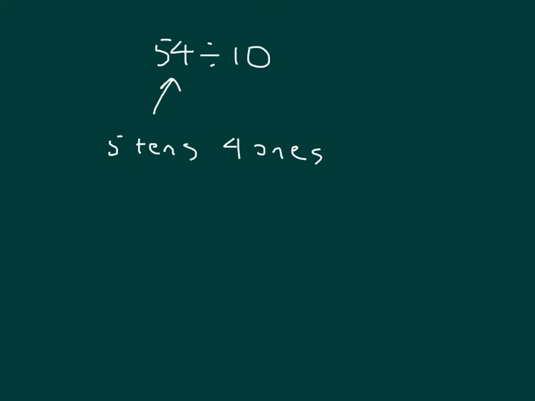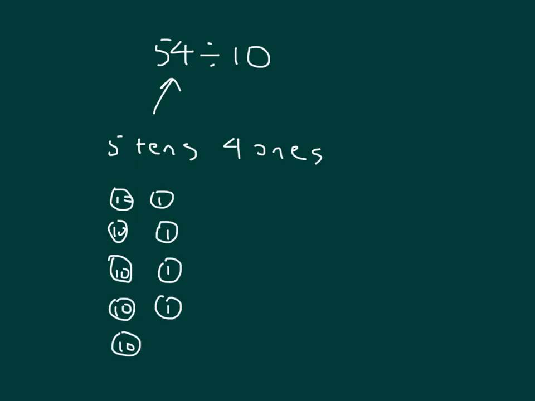Let's solve this problem using place value discs. So we have 5 tens and 4 ones for 54. There we go. That was our wholes or dividend, and we're dividing by 10. When we divide 10 by 10, we would get 1. So for each of these tens, dividing it by 10, we'd get 1.